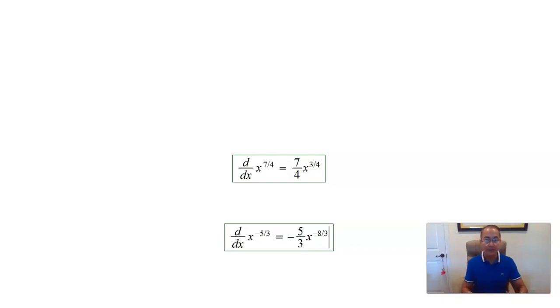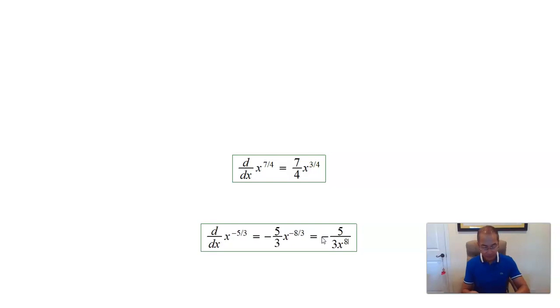by 3. Okay, and again, you can leave that answer as it is, or you can rewrite it with a positive exponent. So the minus 8 over 3 becomes positive 8 over 3 if you put the x in the denominator. So we get minus 5 over 3, x to the power positive 8 over 3 in the denominator.